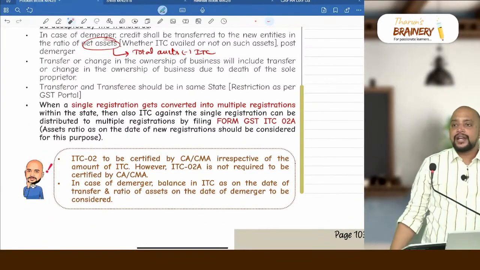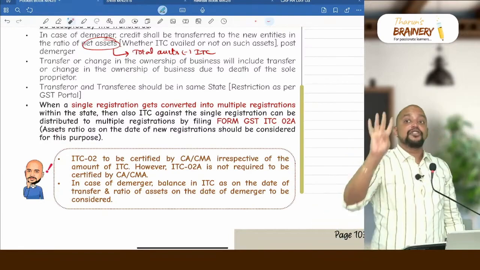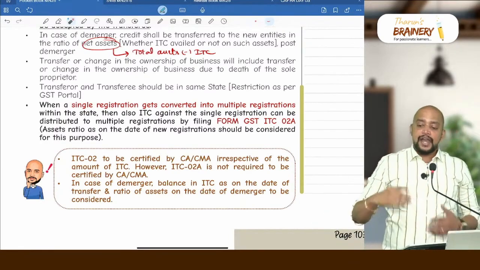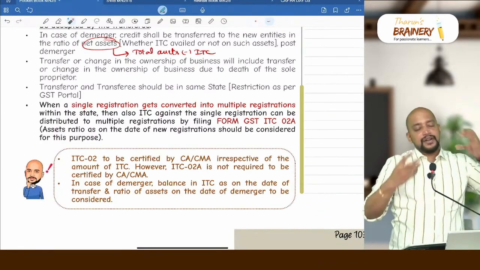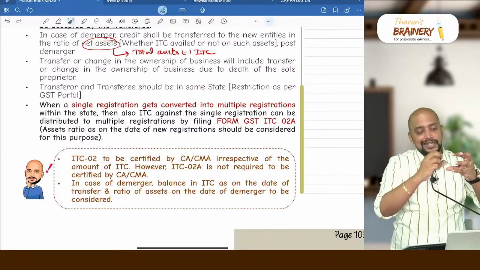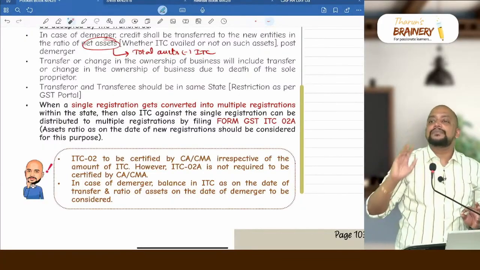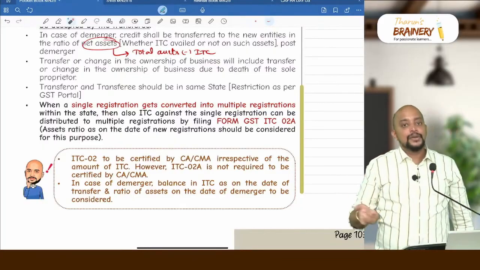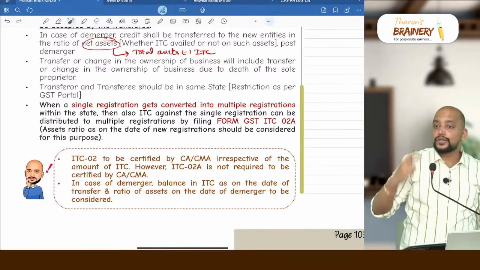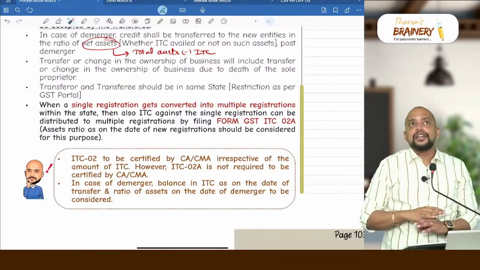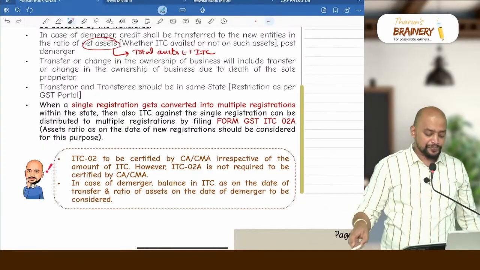Within the state, I am having a single registration for 4 places of business. Now I want to go for separate registrations. From the single registration, whatever ITC is there, that will go to all the 4 registrations in what ratio? Just like demerger, in the assets ratio. In this case, the form will be ITC 2A, and ITC 2A need not be certified by CA/CMA.